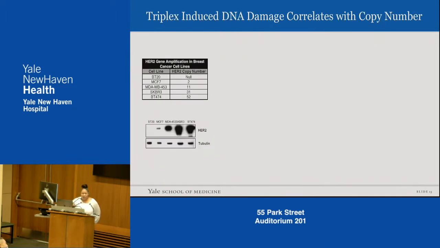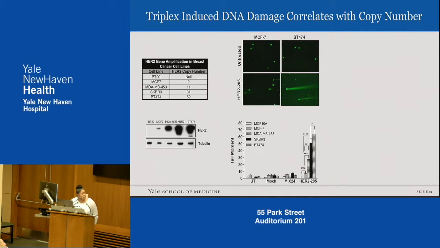So the first thing we needed to determine, once we knew that we have reagents that bind to our site of interest, was whether or not we can induce DNA damage. So we used a range of breast cancer cell lines that had different copy numbers of the HER2 gene, ranging from cell lines that had no copies to ones that had up to 52 copies of the HER2 gene. And this Western blot shows that the HER2 protein is amplified in these particular cancer cell lines.